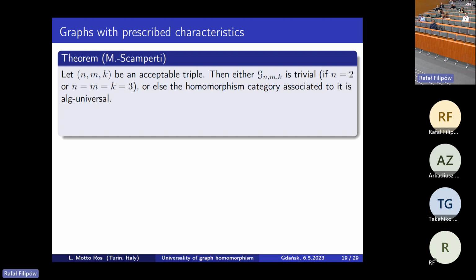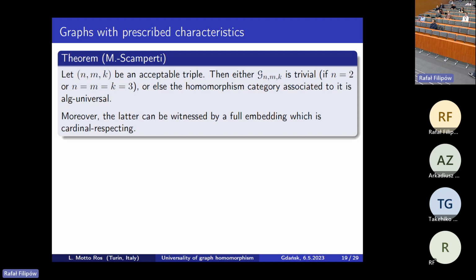But besides this silly situation, what happens is that in all other cases, the class we are looking at is alg-universal. Remember, alg-universal is universal in the sense of category theory, which is the strongest possible universality result among those we saw before. So this shows that these classes are as complicated as the class of all graphs. Besides the Erdős-Hajnal constraints, there is nothing else that puts some regularity on the homomorphism structure of these classes.